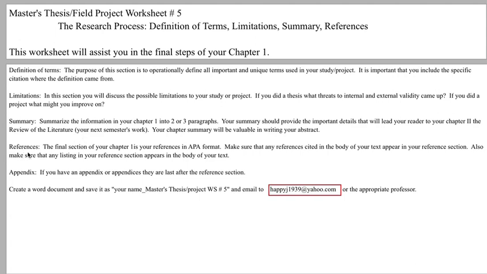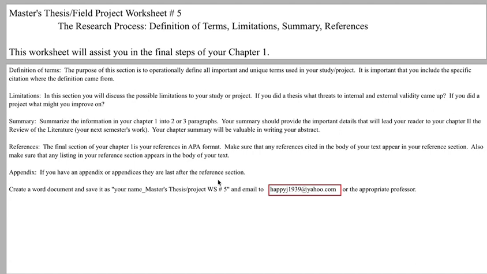Then you would have your reference section, and this would be in the APA format, American Psychological Association Publication Manual format. And you want to make sure that if you cite a reference in the body of your text, that reference appears in your reference section. And you also want to make sure that anything that's in your reference section is included in the body of your text. So there should be nothing in your reference section that is not used as a citation in the body of your text. And then finally, if you have an appendix or appendices, then they should be included at the end after your references.